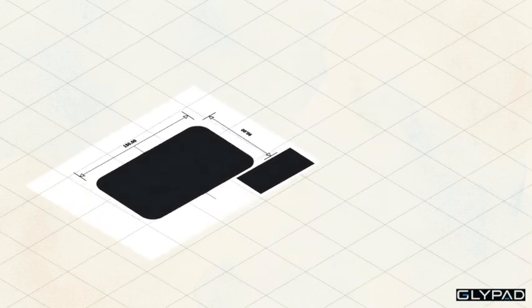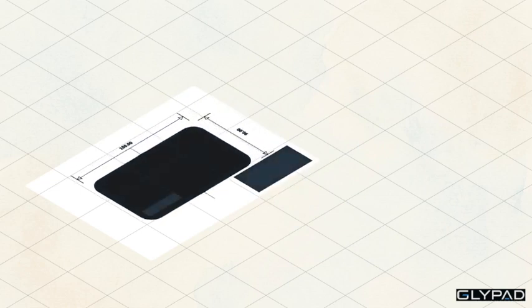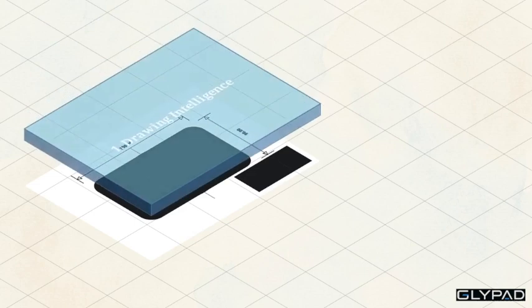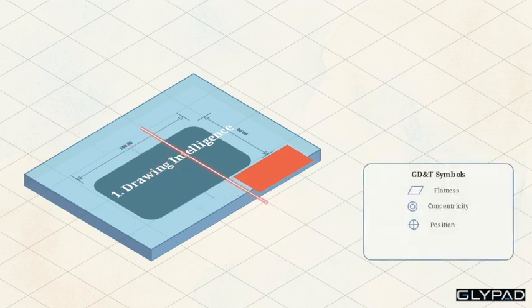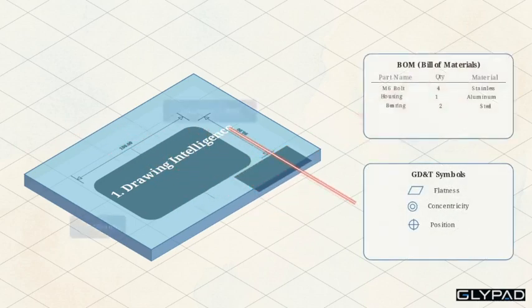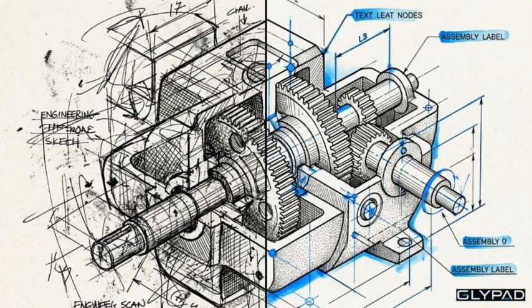To speed up the transition to the shop floor, the technical details inside that drawing need to be searchable and structured. GLYPAD addresses this by building a data architecture on top of the flat blueprint. It begins with drawing intelligence. Using AI and optical character recognition, a scanning line sweeps the document to extract technical meaning directly from the geometry and text, removing the need for manual redrafting.